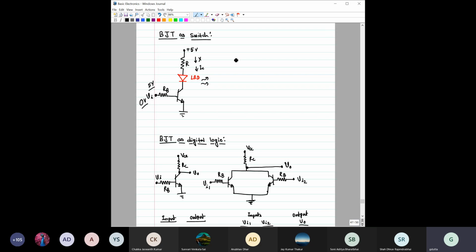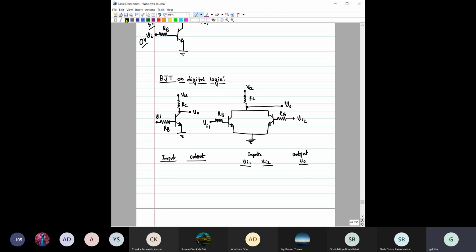Okay, and remember here the transistor would be operating in basically two regions, either in the saturation region or in the cutoff region. These two regions only.